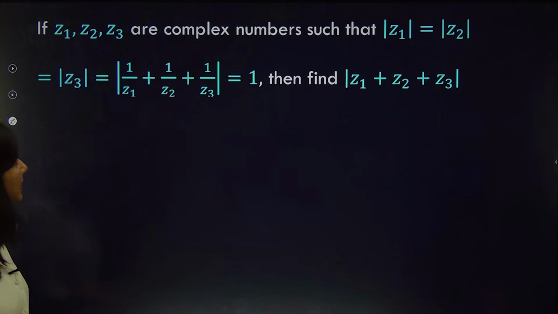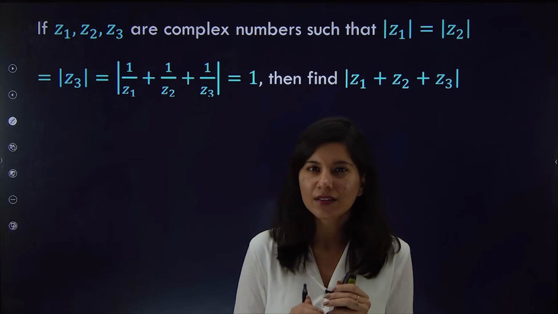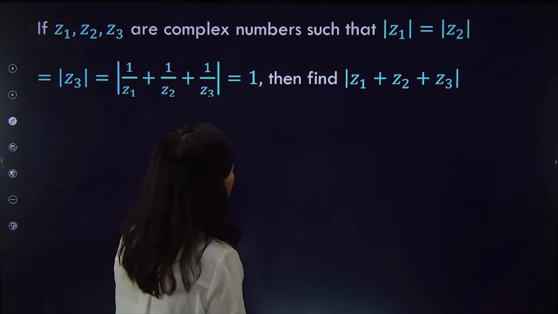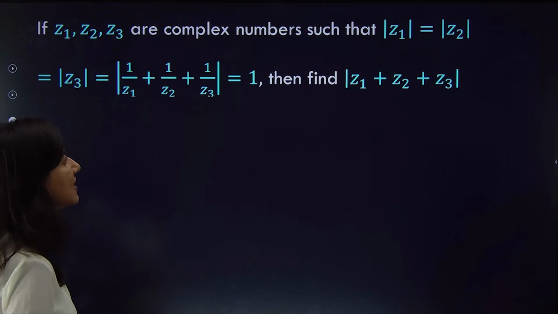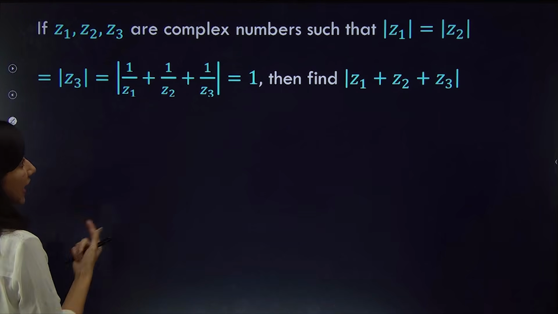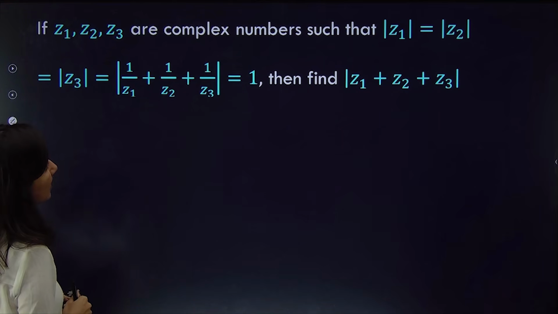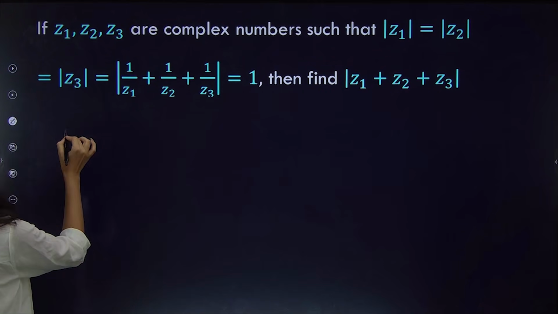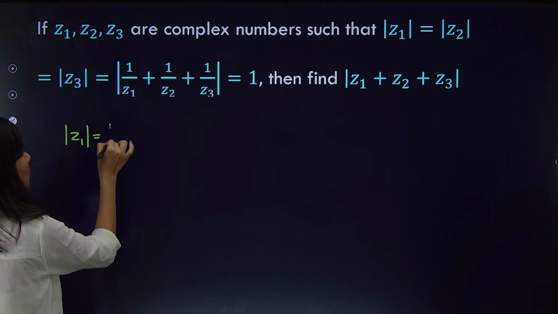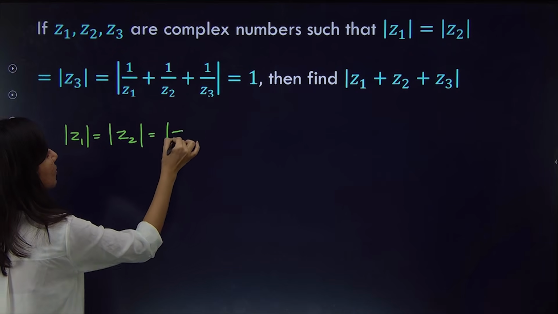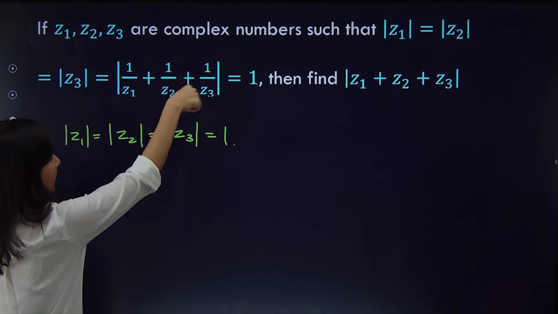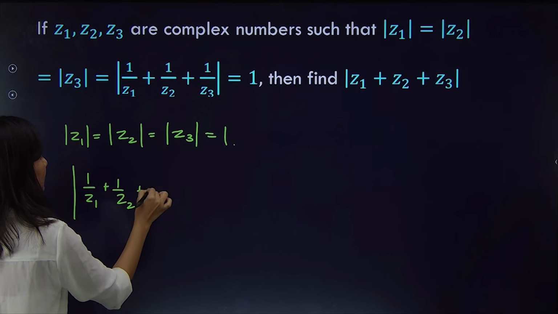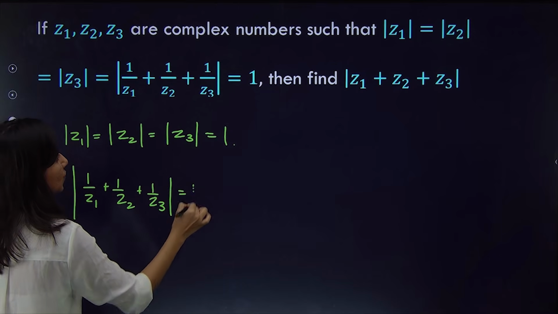Let us do one question and then understand how many properties we have understood. Z1, z2, z3 are complex numbers such that mod z1, mod z2, mod z3 are all equal to 1. And this is another condition: 1 by z1 plus 1 by z2 plus 1 by z3 is equal to 1. Then we are looking for this.